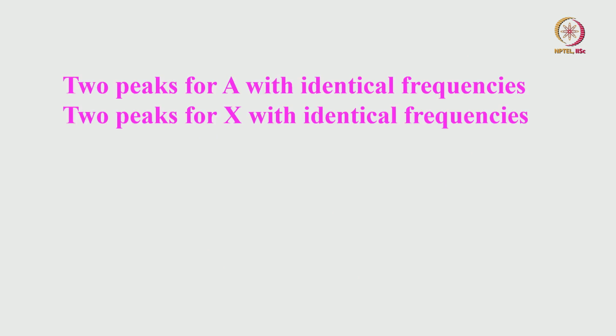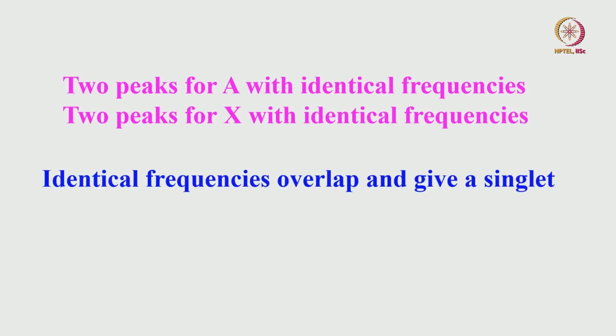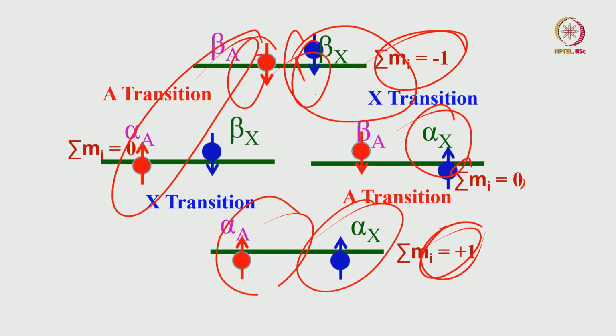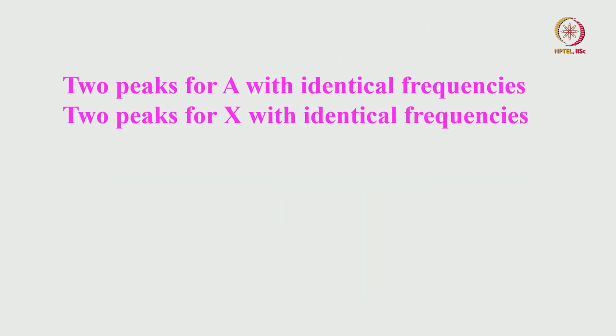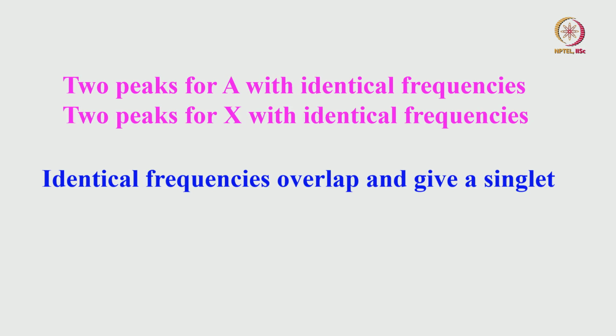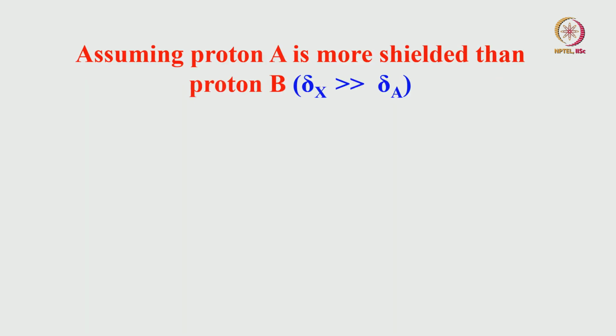So, 2 peaks for A with identical frequency, 2 peaks for X with identical frequencies are there, but identical frequencies overlap. Remember, there are 2 transitions here, both of identical frequency for A, and identical frequency for X. Both the transitions have the same frequency, that means there is an overlap. As a consequence, if there is no coupling, A will give a single line, X will give a single line. That is what we understood.